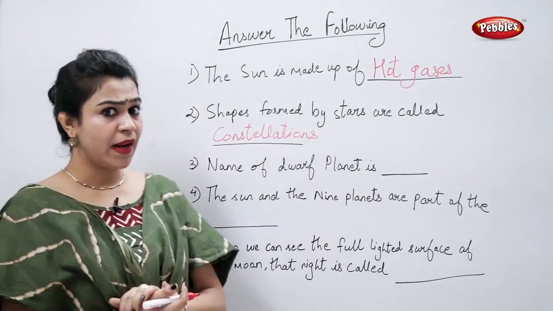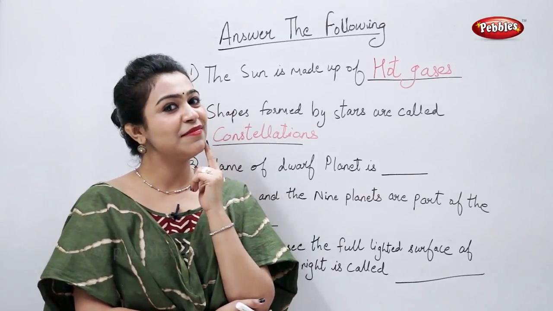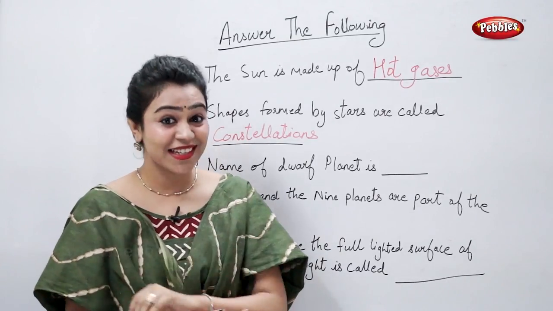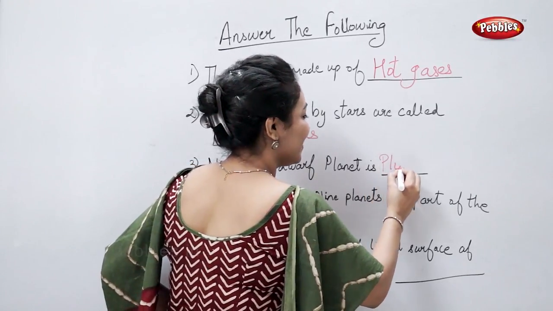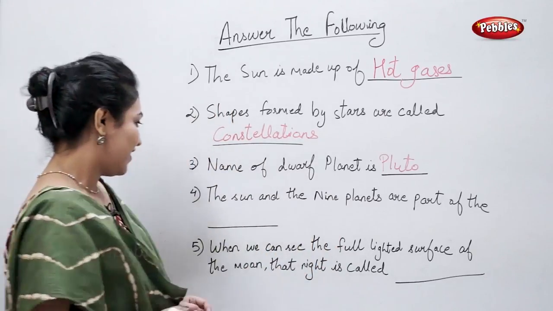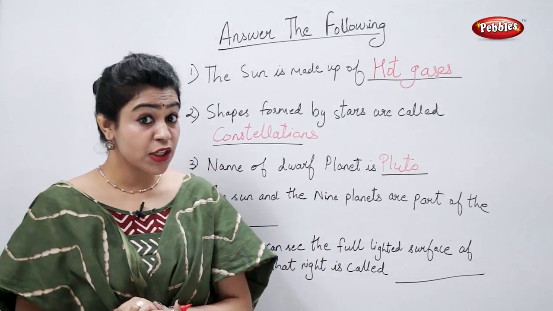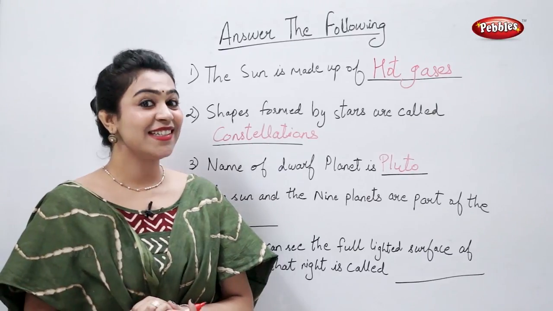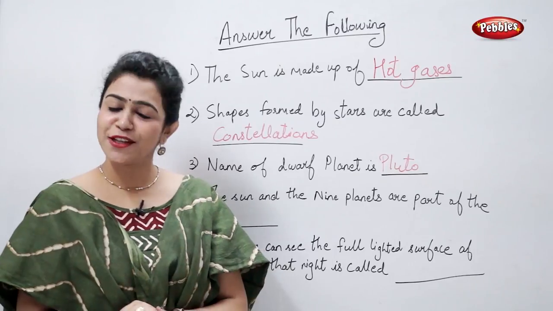Name of the dwarf planet is? Think? Correct, Pluto. The sun and the nine planets are part of the? Tell me. Yes, solar system.